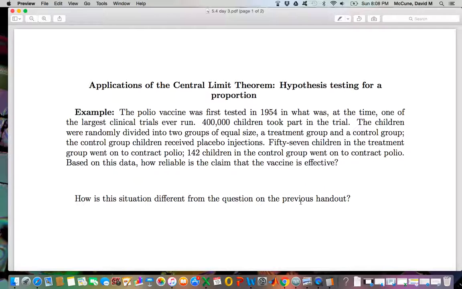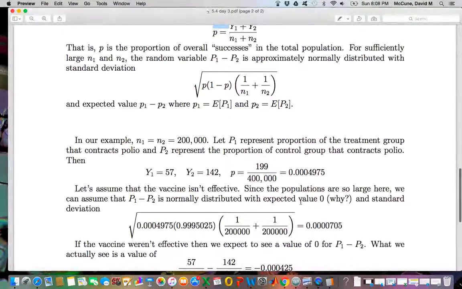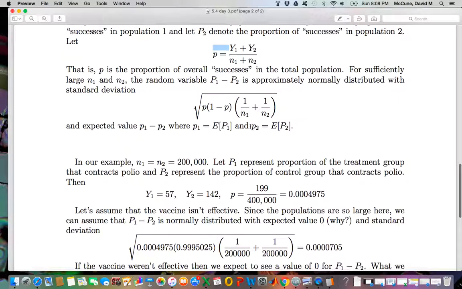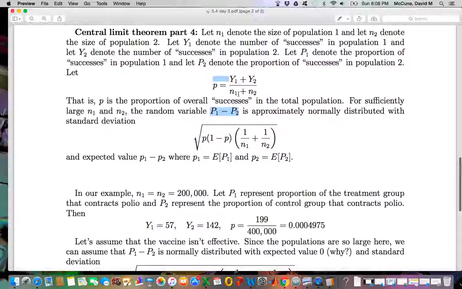Because what if the vaccine were not effective? If the vaccine were not effective, you would expect this variable right here to have expected value 0 if there's no effect. Okay, so let's walk through plugging all the numbers into this example here.